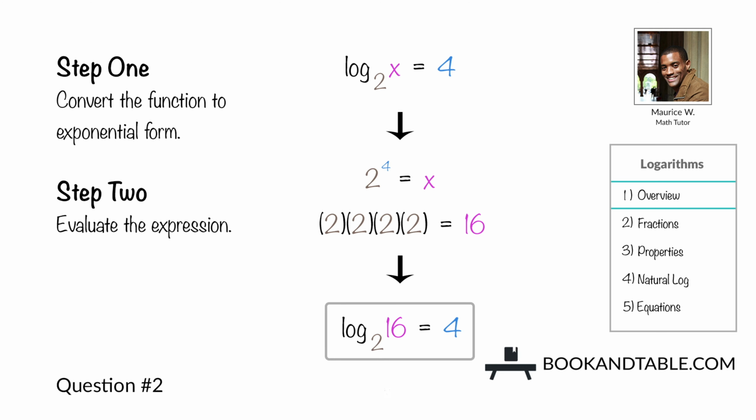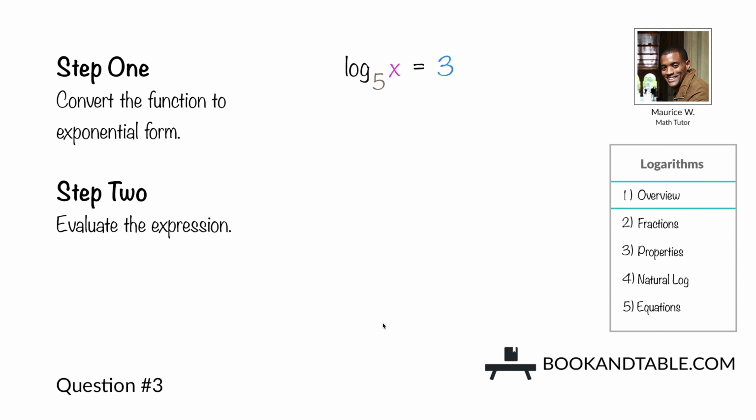Let's now have a look at question number 3. We're given log of base 5 of x is equal to 3. Step 1, we want to convert the function to exponential form. So we take our base of 5, raise it to a power of 3, and set that equal to the argument x.